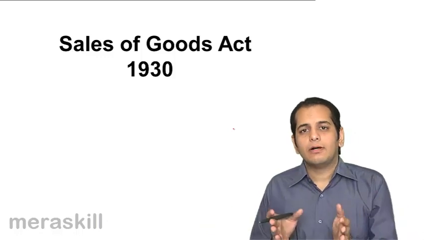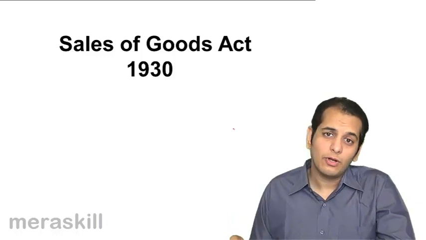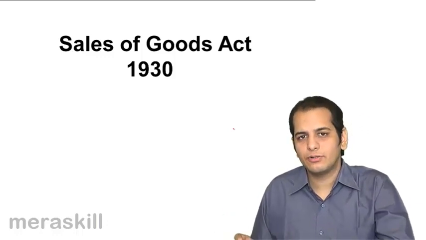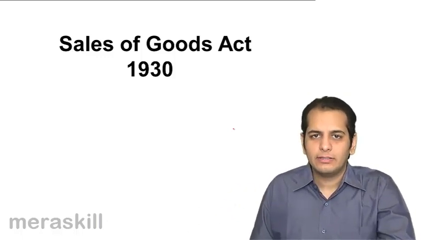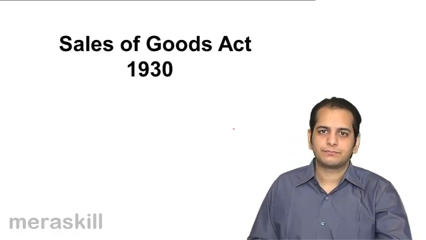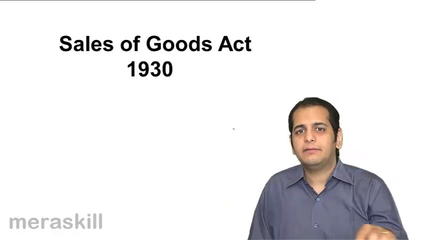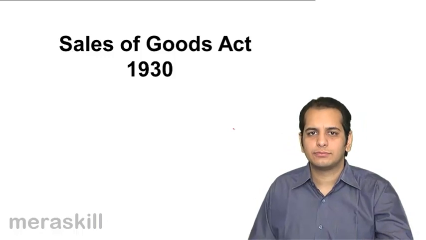Now, until now we were doing the Indian Contract Act 1872. We've done 6 units in the Indian Contract Act 1872. Now we'll be doing the Sale of Goods Act 1930. Before getting on with this topic, let me tell you why this act was introduced.